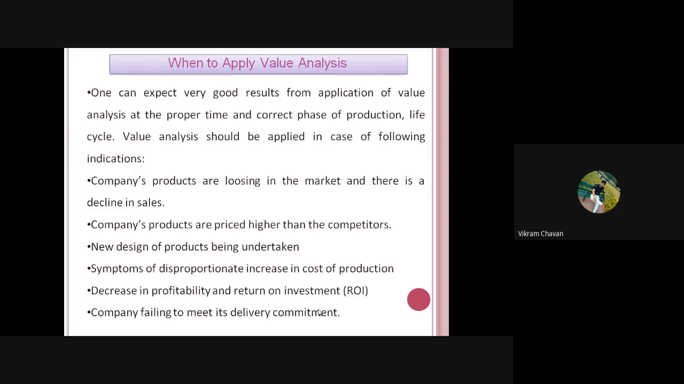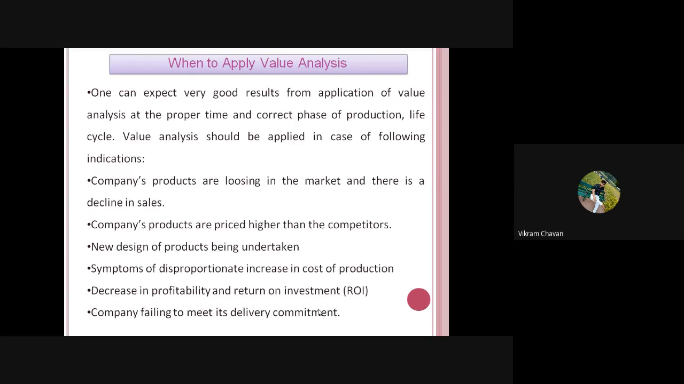Then, the company's products are priced higher than the competitor's. Okay, so this is a very negative sign for the company. If the same features are provided by another company at lesser cost, then the sale of the product will decline in the future, not now, but when it comes to the customer's knowledge. At that time the customer will move to that product rather than our company's product. So this is the negative sign if your prices are higher compared to the competitor, and in that case you need to carry out the value analysis of the existing product.